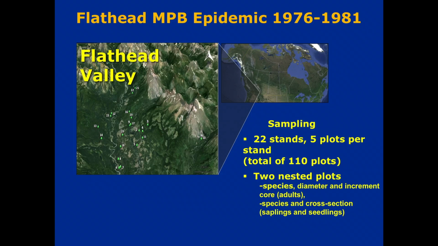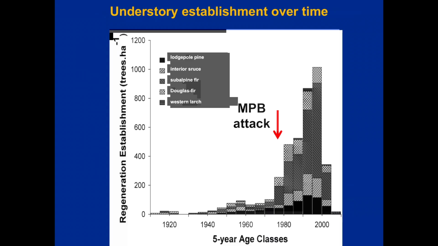I think I've talked enough. I had another example with the Flathead. I think I talked about the Flathead at a mountain pine beetle meeting here a year or two ago, so I'm just going to go through this quickly and give you the highlights. The Flathead had a mountain pine beetle epidemic in the late 1970s, early 1980s in southeastern BC.